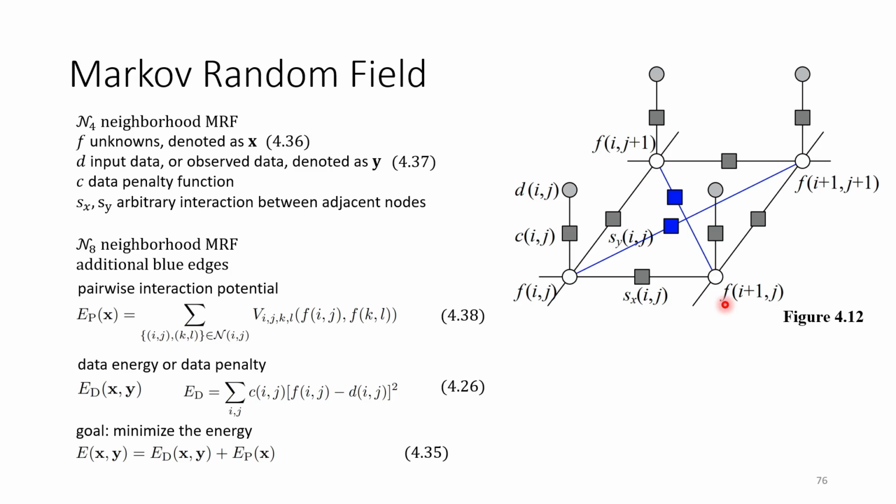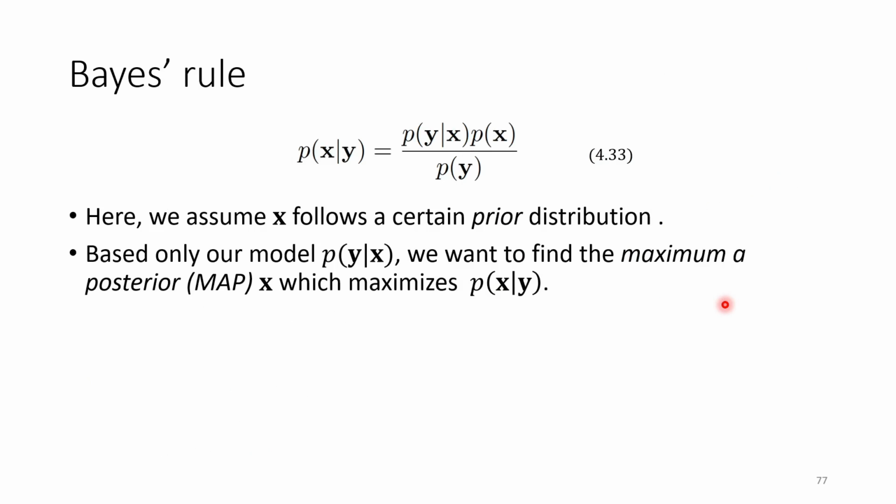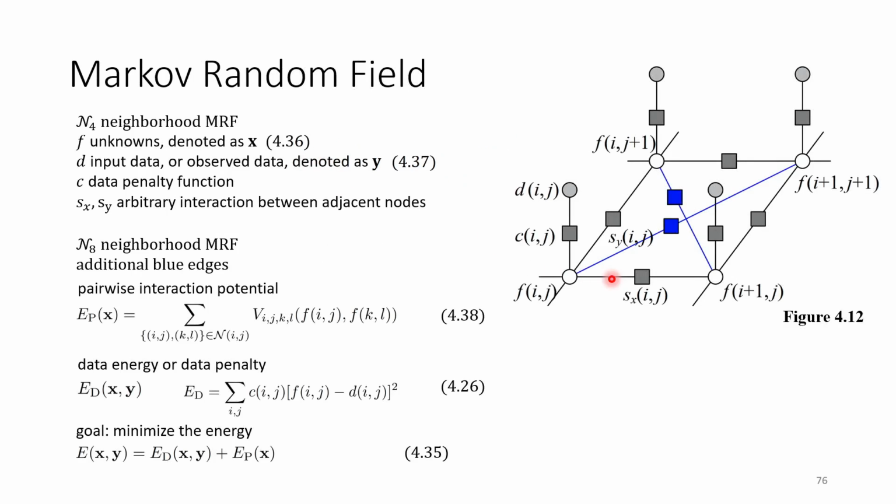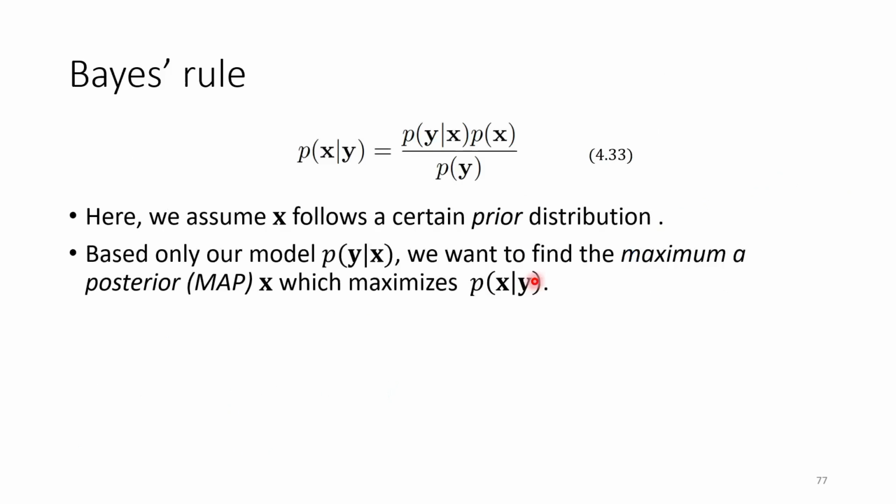And the Markov random field is, in fact, another format of the Bayesian rule. The Bayesian rule means that x is the f, the variable we want to know, but we only observe the y.